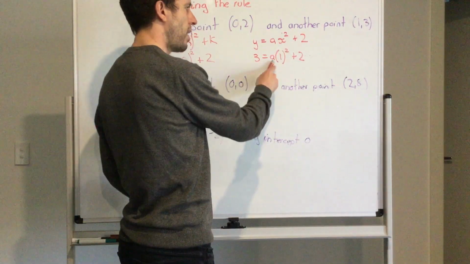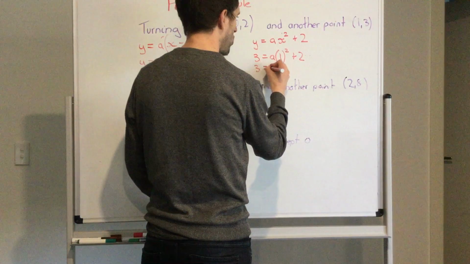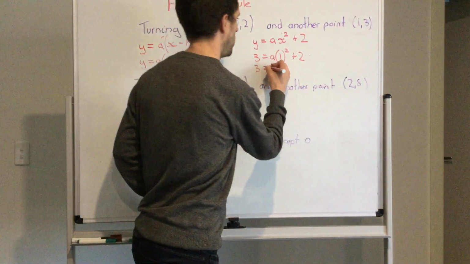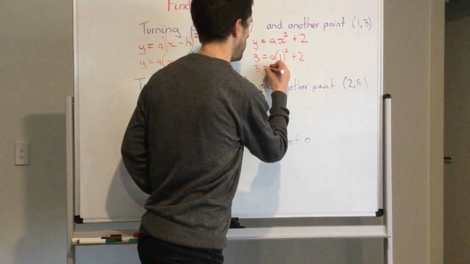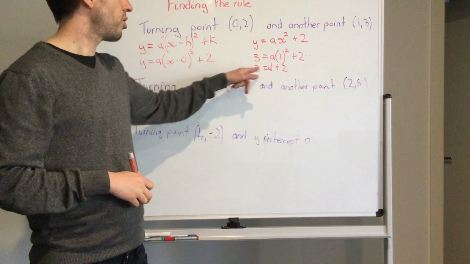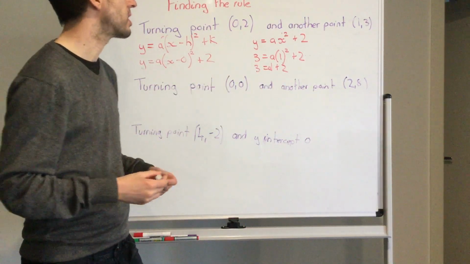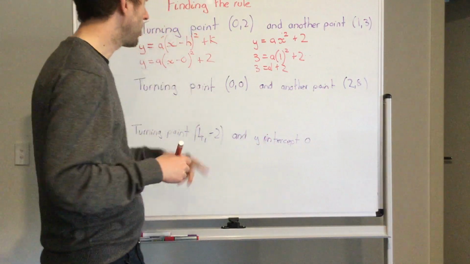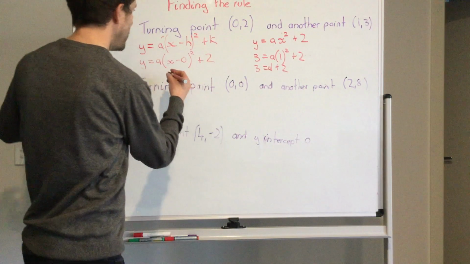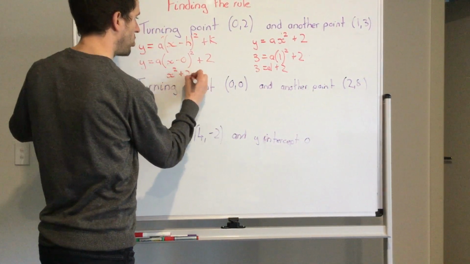1 squared is 1, that leaves just a. So 3 equals a times 1 plus 2. Well, if I take 2 over to this side, that leaves me with 1. 1 equals 1a. So a must be 1. So then I don't need to put anything there, and my equation ends up being y equals x squared plus 2.